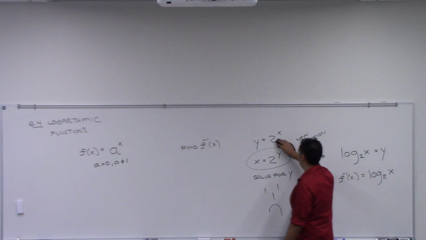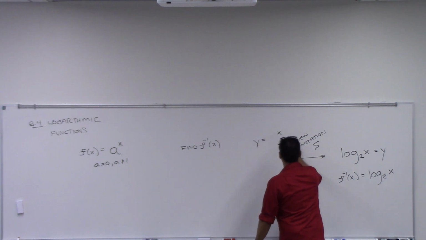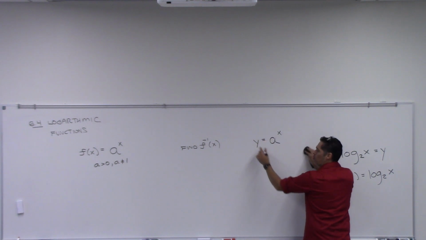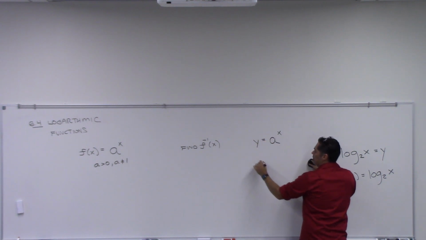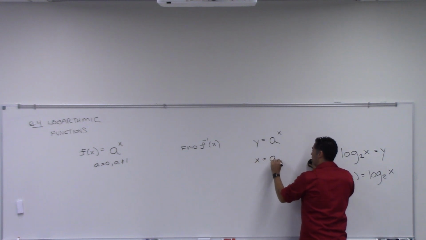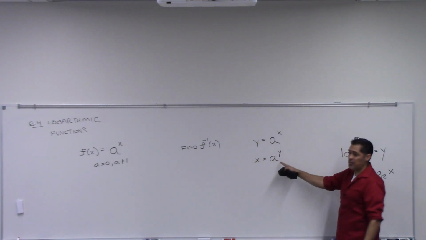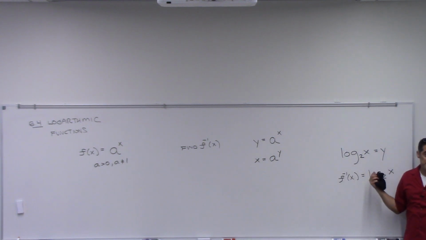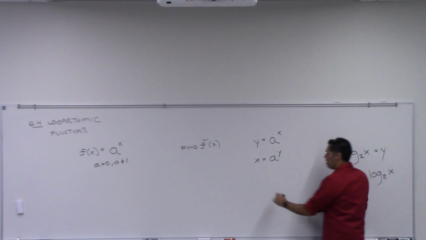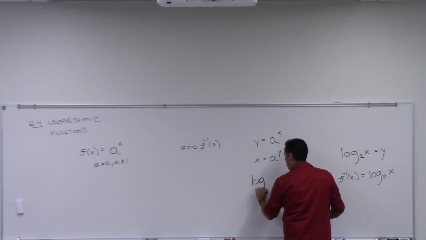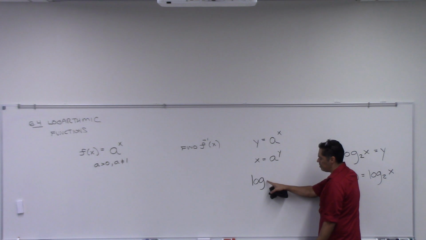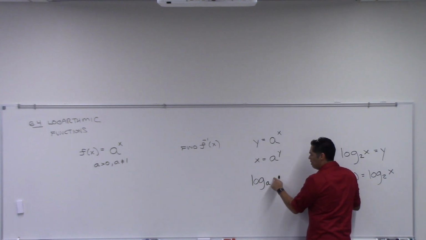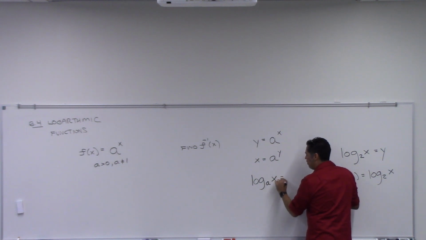Let's find the inverse. The first thing I'm going to do is switch the f of x to y. Now, everywhere I see y, I put x, and everywhere I see x, I put y. And now I solve for y. But I can't solve for y, so I use this new notation. I write down log. What's the subscript here? a. And then right here I put x, and then here I put y.